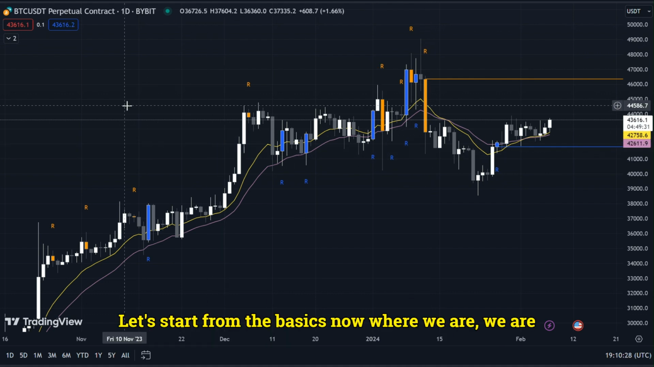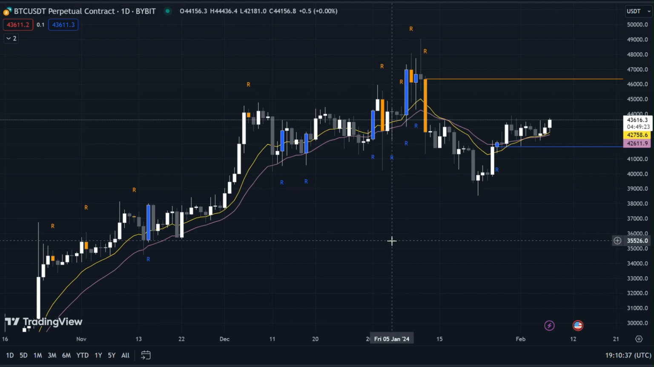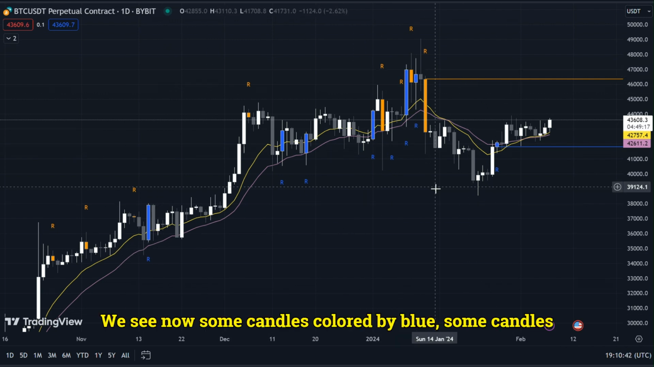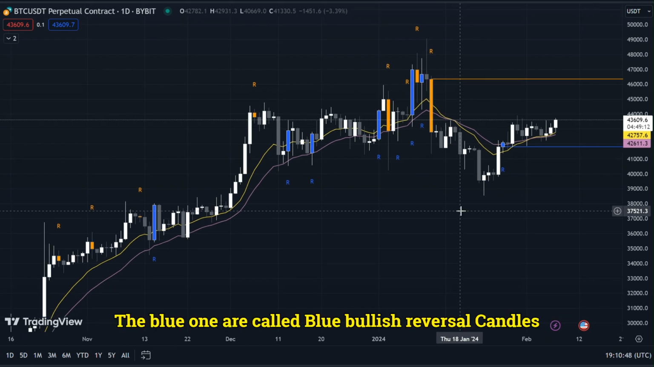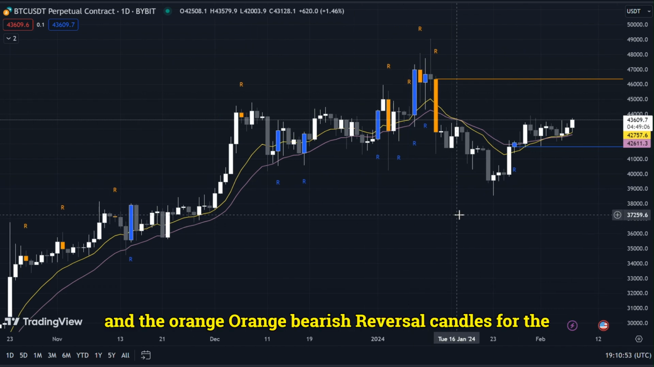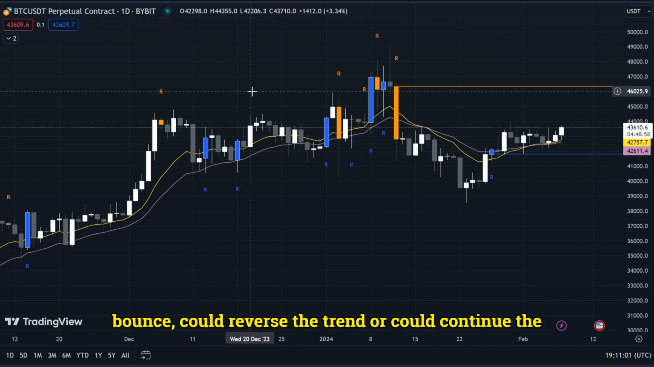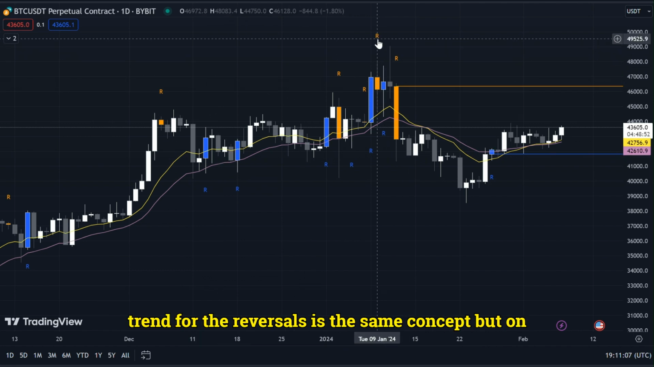We are on the one-day chart, Bitcoin USDT on Bybit exchange. The indicator is really simple. We see some candles colored blue and some candles colored orange. The blue ones are called blue bullish reversal candles, and the orange ones bearish reversal candles. Bullish means that from here the price could bounce, could reverse the trend, or could continue the trend. For the bearish reversals it's the same concept but in reverse.